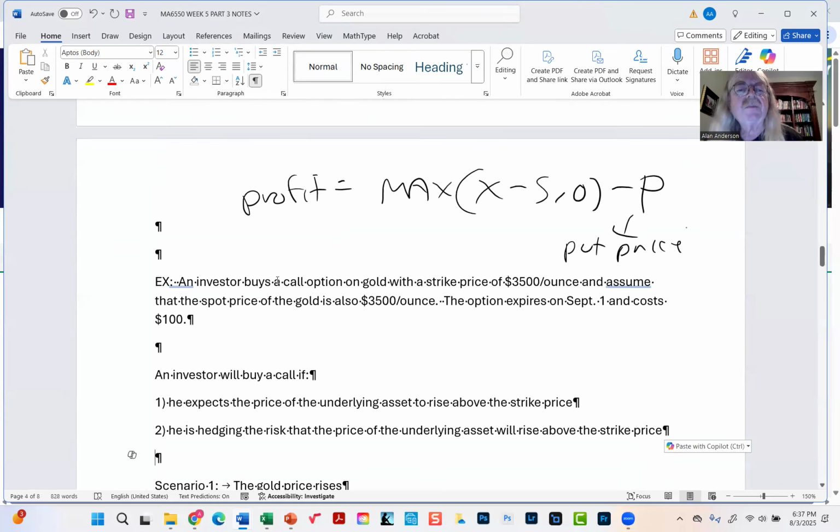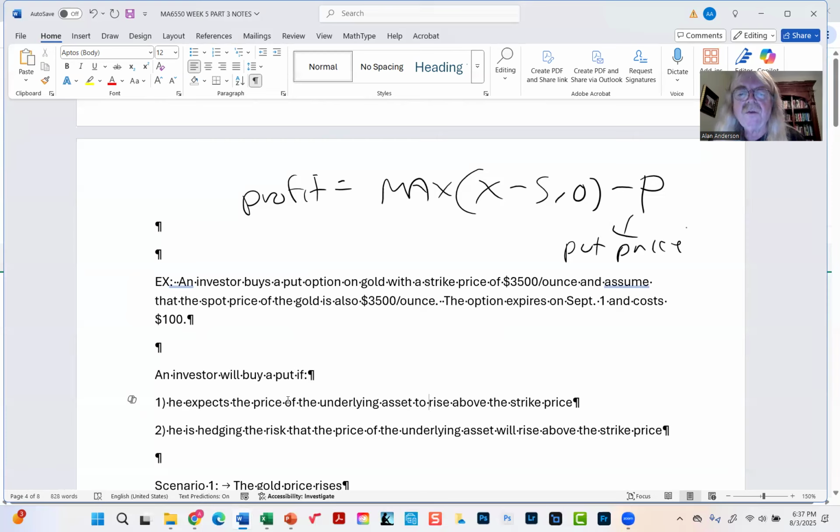So this time the investor buys a put. All the other details are the same. An investor will buy a put if he expects the price of the underlying asset to fall below, because you're speculating on the price falling, or he's hedging the risk that the price of the asset will fall below. Either way, you'll get a profit, and that will help offset any losses you might suffer in the spot market. Okay, here we go. All right, now it makes sense.